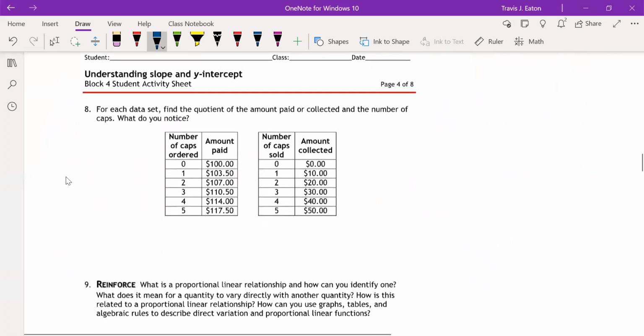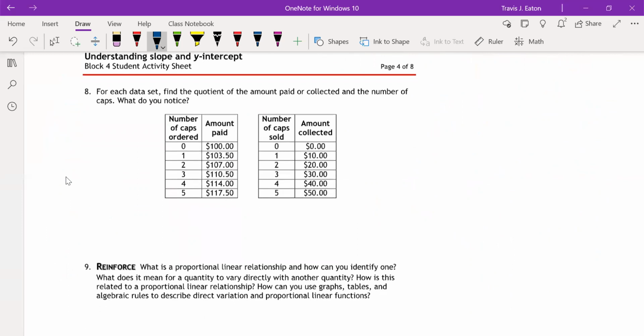All right. Now for this one, looking at question number 8. For each data set, we're going to find the quotient of the amount paid or collected and the number of caps. Okay. So, and the number of caps, let me put that in a different color. Number of caps. So here's the number of caps, right? And then highlight the amount paid versus the amount collected. So we are going to find the quotient of those for each one.